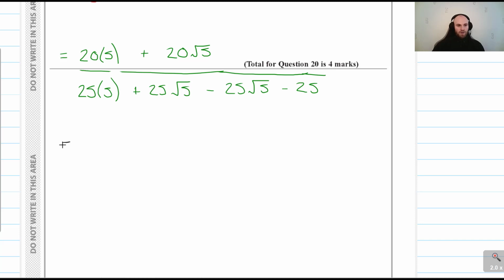Okay. So on the top we have 20 multiplied by 5. That is going to be 100. Plus 20 root 5, which we can't really do anything with at the moment. This one is nice because we have plus 25 lots of root 5, minus 25 lots of root 5, so they are just going to cancel. So now we have 25 multiplied by 5, which is 125, minus 25 is going to be 100.